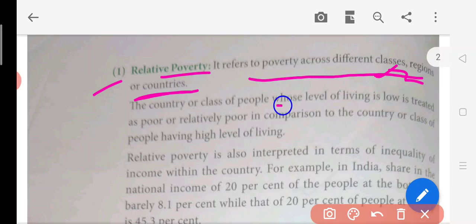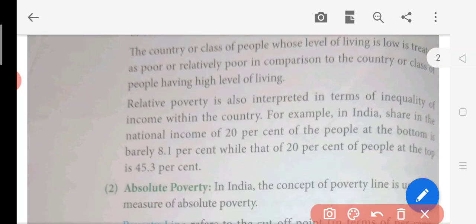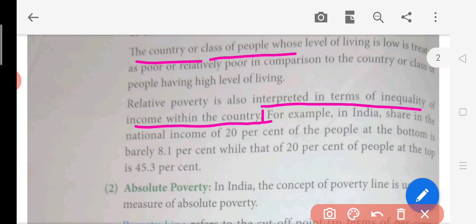So the countries or class of people whose level of living is low are treated as poor or relatively poor in comparison to other countries or classes of people having a high level of living. Now, relative poverty is also interpreted in terms of inequality of income within the country. As I told you earlier, you can compare countries or classes of people, whoever is living in any country, it doesn't matter which, or classes like higher class, lower middle class. There are sections in our society, so we can compare one section with another, and we can say who is more poor. So we can find their conditions and say something about it.